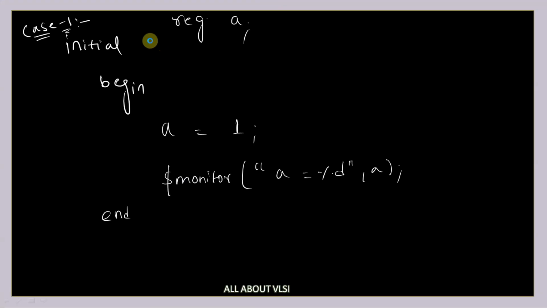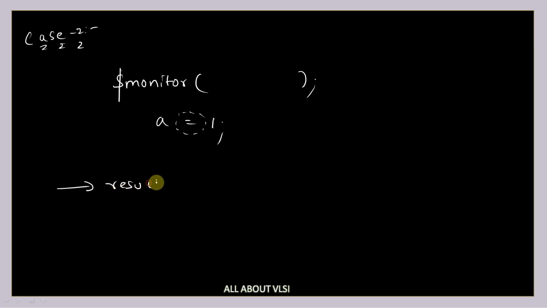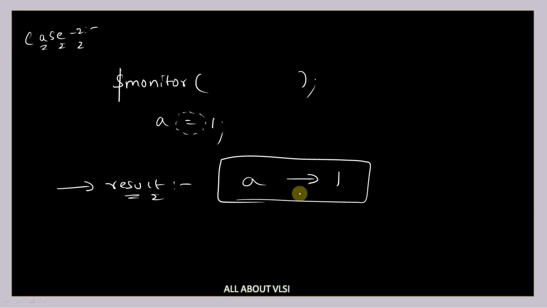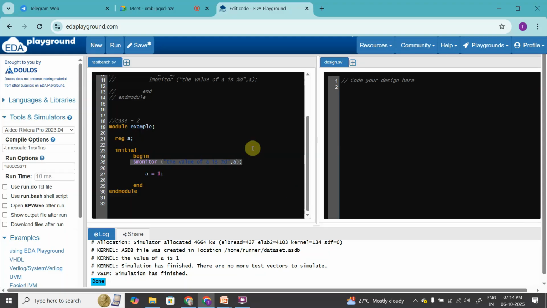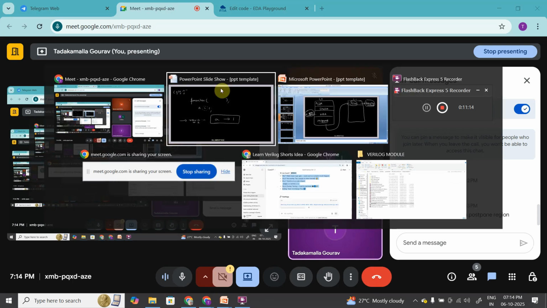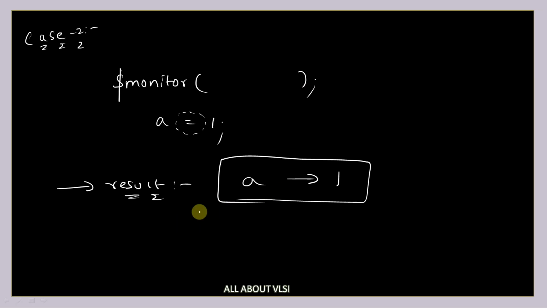I will write down case 2 here. In case 2, we are writing $monitor above the assignment and I'm using a blocking assignment. Then the result is that the value of A printed is 1. Now coming to the reason why it is getting printed so: $monitor is called in the postponed region, whereas this assignment is happening in the active region.